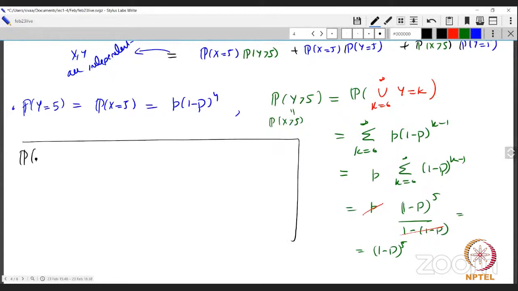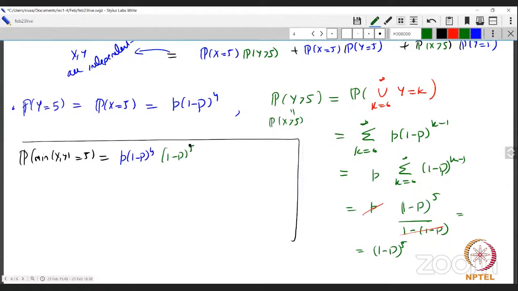Probability that the minimum of x, y is equal to 5 is going to be what now? I multiply these two. That means I get p times (1 minus p) to the fourth, that's the blue part, times the green part, which is (1 minus p) to the fifth. Let me do it properly. The blue part is p times (1 minus p) to the fourth, times the green part, which is (1 minus p) to the fifth.